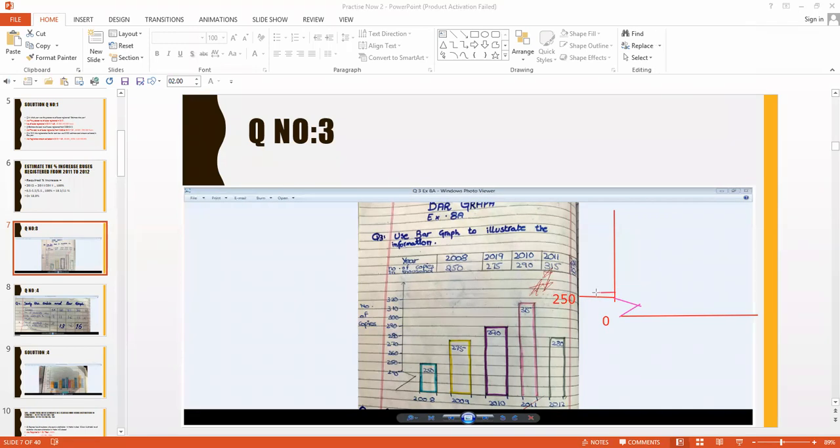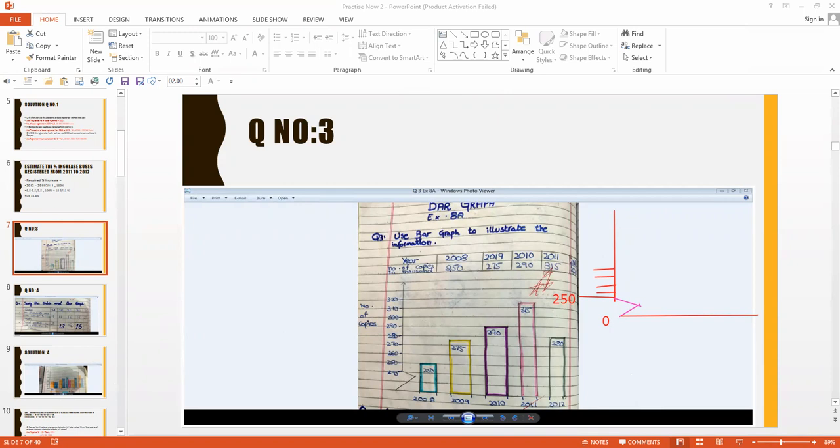This one is 260. Now this one is 270, because I have to take the 10 difference. 250, 260, 270. Next one is 280. Then 290. Then same here. Look here, 250. It is already drawn here. I just want to show it to you.